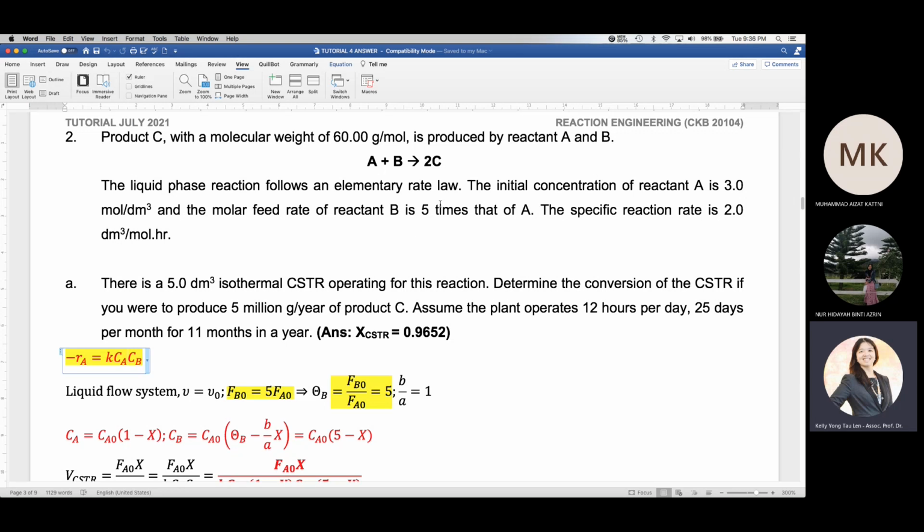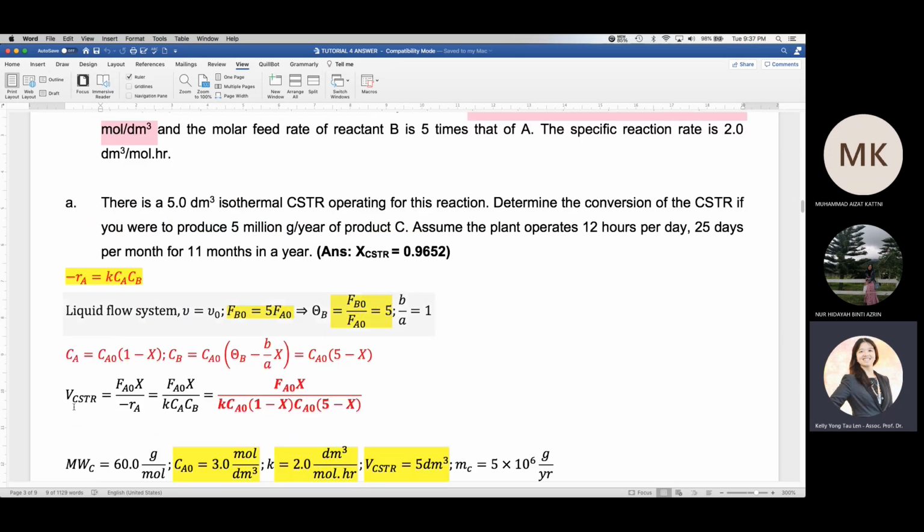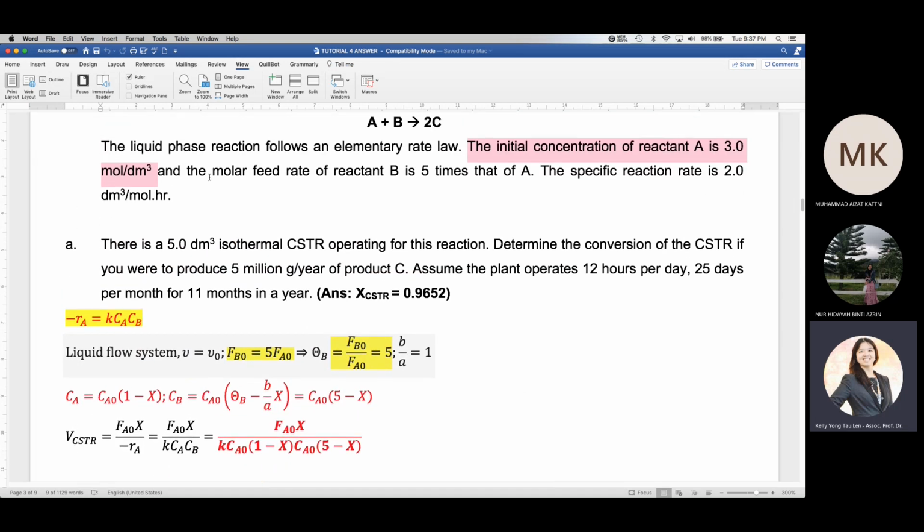Right. Next one dia kata, the initial concentration of reactant A is 3 mole per dm cube. So dia beri kita CA0 sebagai 3. So we know CA0 as 3 and they say molar feed rate of reactant B is 5 times of A. Okay, apa maksud ayat ni? Dia kata molar feed rate ni, kamu tahulah molar flow rate adalah F, tapi ini adalah feed rate. Dia kata untuk B. So, FB. Betul dia kata feed.